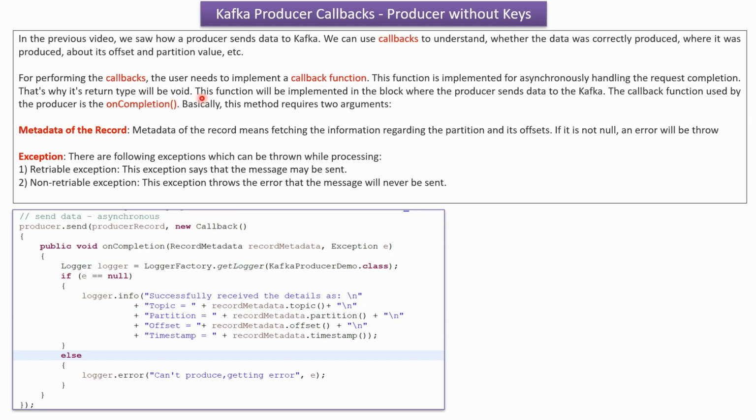For performing callbacks, we have to implement a callback function. Here you can see we are calling the send method of the producer object and passing the producer record and then the callback function. The callback function is onCompletion, which accepts record metadata and exception. And once the message is successfully posted to the topic, this method will be called automatically. And from the record metadata, we can get in which topic, which partition, and in which offset the message has been posted, and at what timestamp.